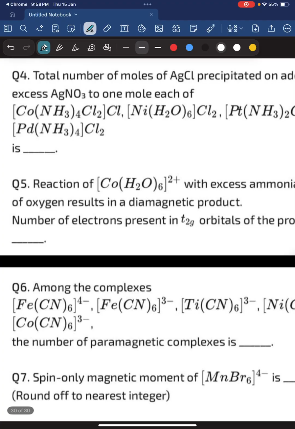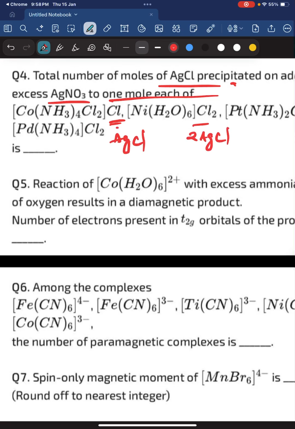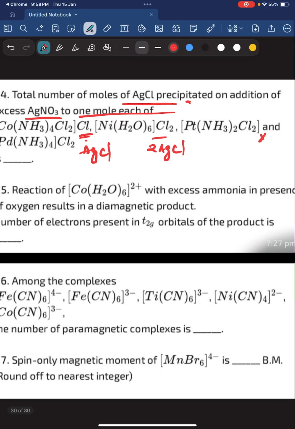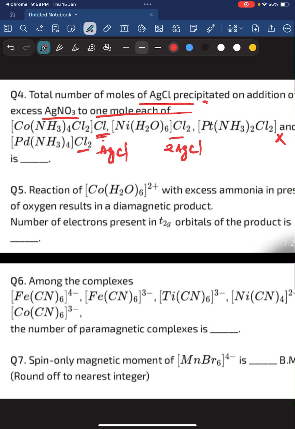So thank you. And coming to the next, the total number of moles of AgCl precipitated with excess AgNO3. So here, in a simple way, one Cl is outside, so one AgCl formation will be there, and here 2 Cl are outside, so 2 moles of AgCl. Here there is no Cl outside, so there will be no AgCl formation. Here is 2. So in total how many will you get? 5. So 5 AgCl are possible. So here you can understand, if the ionization sphere has Cl, then only AgCl formation happens when it reacts with AgNO3.